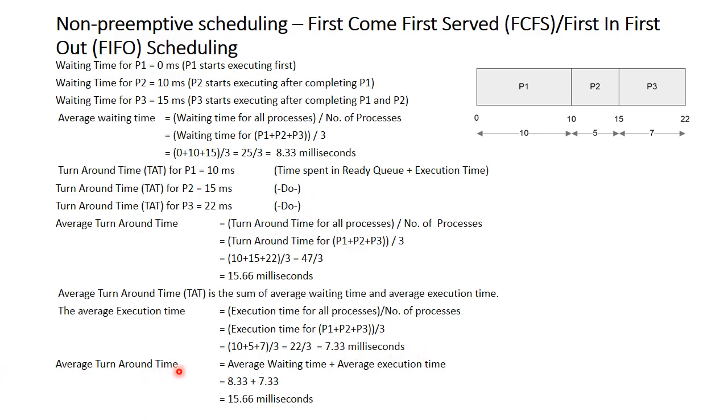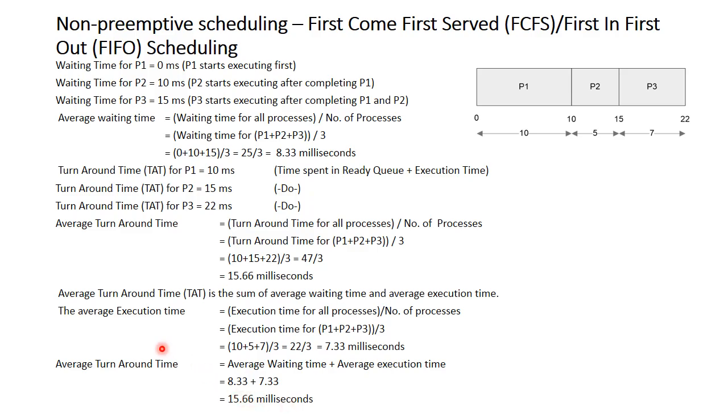Average turnaround time is nothing but average waiting time plus average execution time. That is what is said in this particular line. What is average turnaround time? The sum of average waiting time plus average execution time. Average waiting time is 8.33, average execution time is 7.33. So the sum of those two will be 15.66 milliseconds. That will be the average turnaround time.